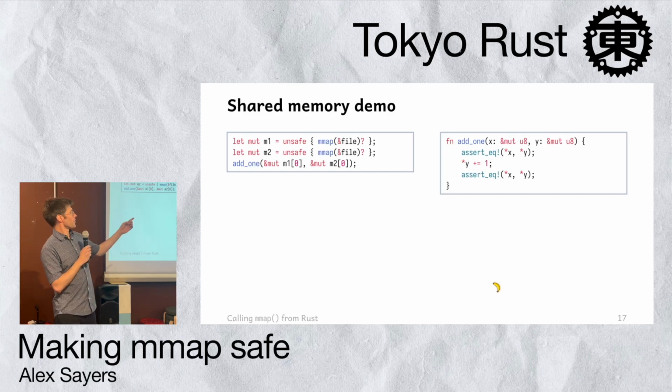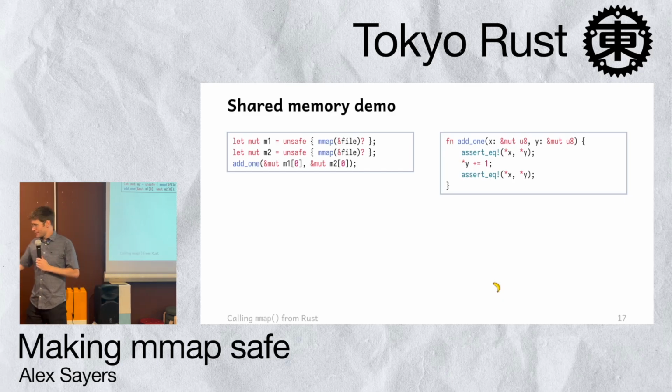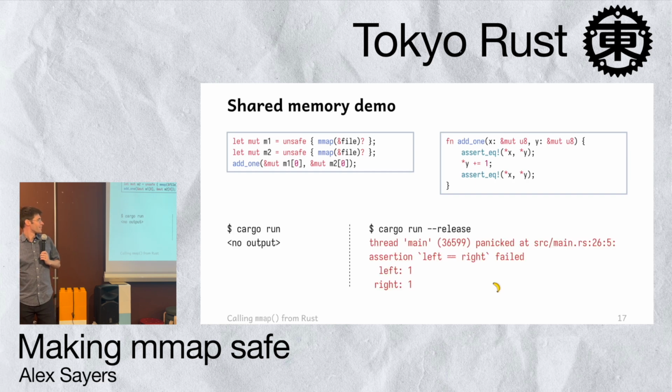So the first time we call assert_eq, it passes, of course, because they are the same byte. And then we add 1 to the byte. We do it by writing through y, but we could also write through x. It's the same. And we assert that they're equal again, which of course they still are, because they're still the same byte. And when we run this, it works. But then when we run it in release mode, we get this goofy panic message claiming that 1 does not equal 1.